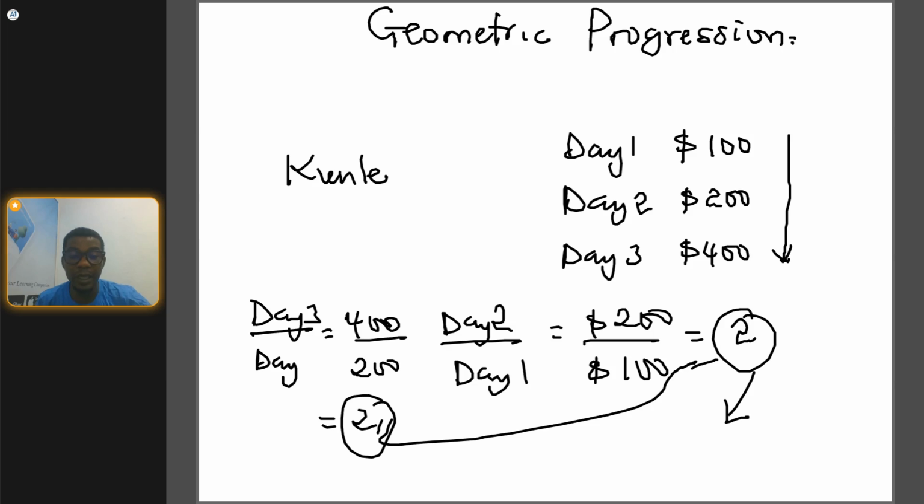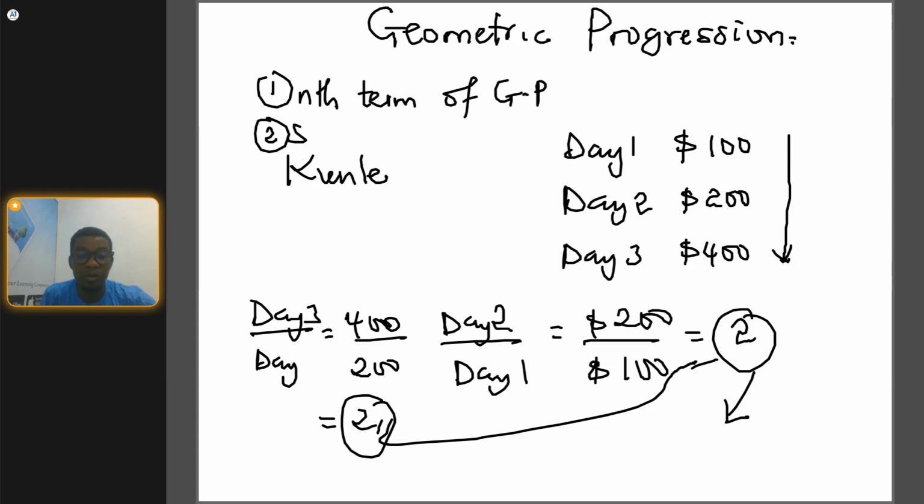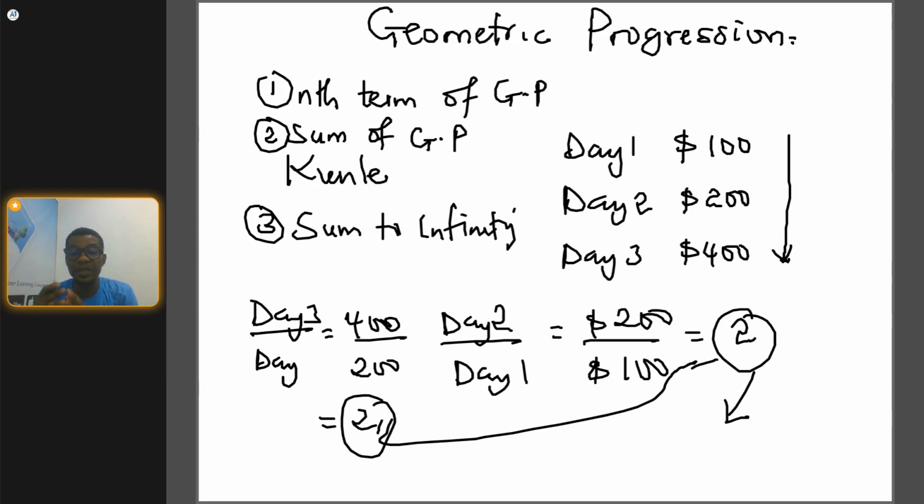And we were also able to talk about the formulas in geometric progression. We have 3 formulas. The first one is the nth term of a GP. We also talked about the sum of a GP. And lastly, we discussed the sum to infinity. So these are the 3 segments of the topic geometric progression that we did in the last class.